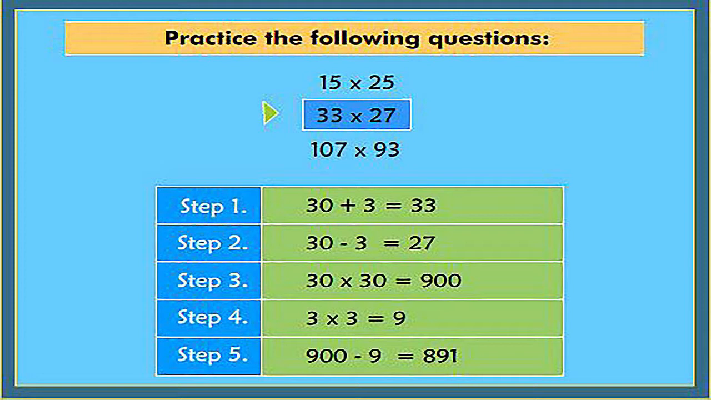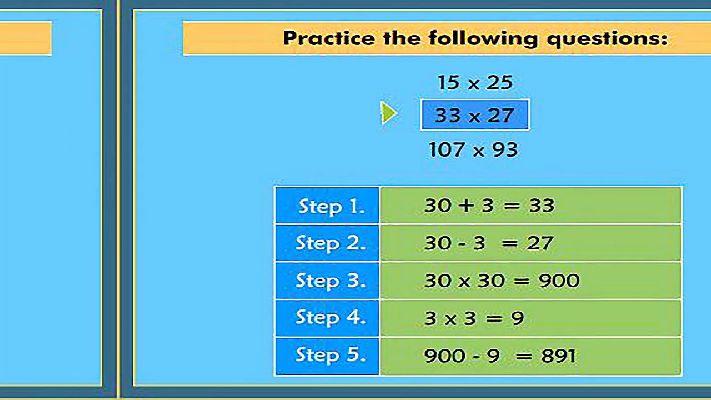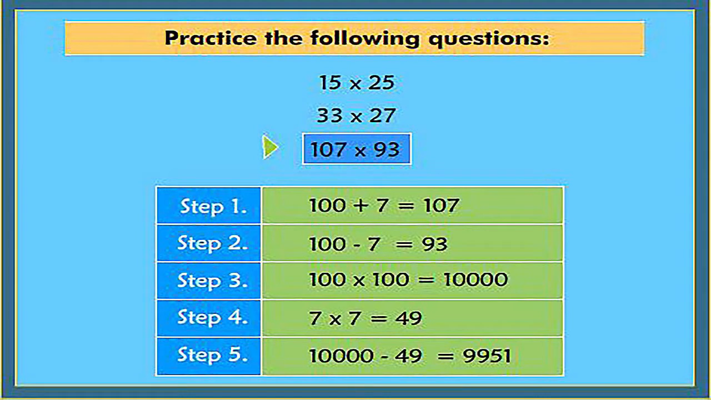30 times 30 is 900. 3 times 3 is 9. The answer is 900 minus 9, which comes out to 891. The last example is made of 100 plus 7 and 100 minus 7. Therefore, you get 10,000 from 100 times 100.